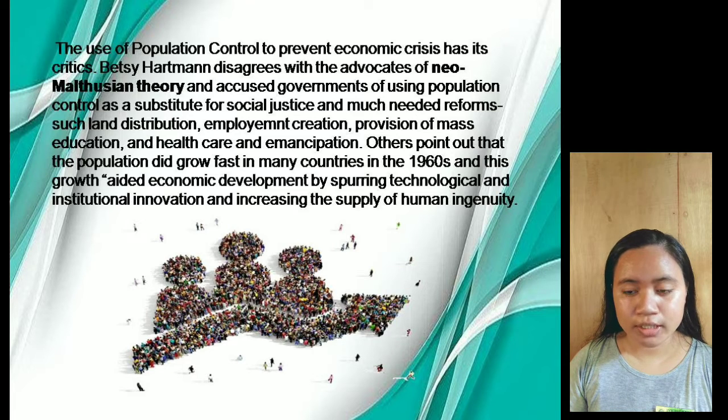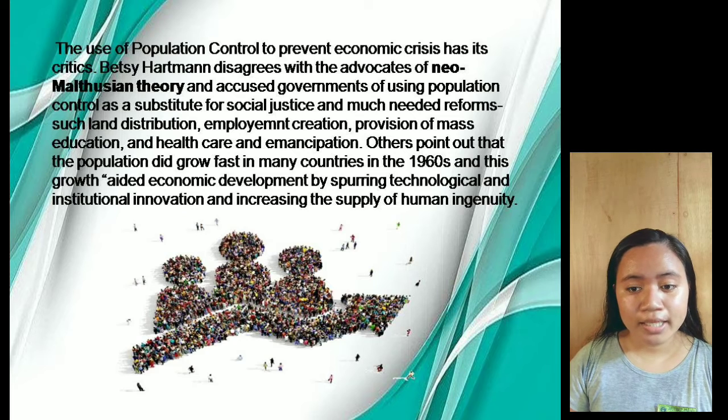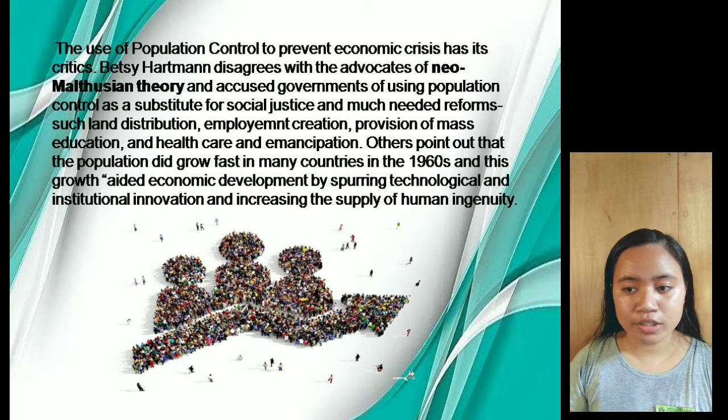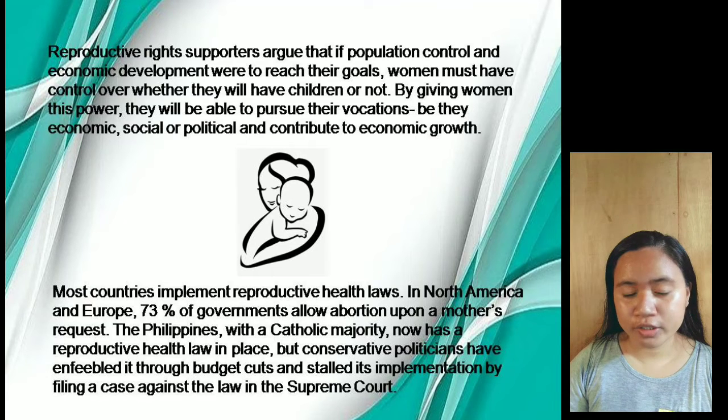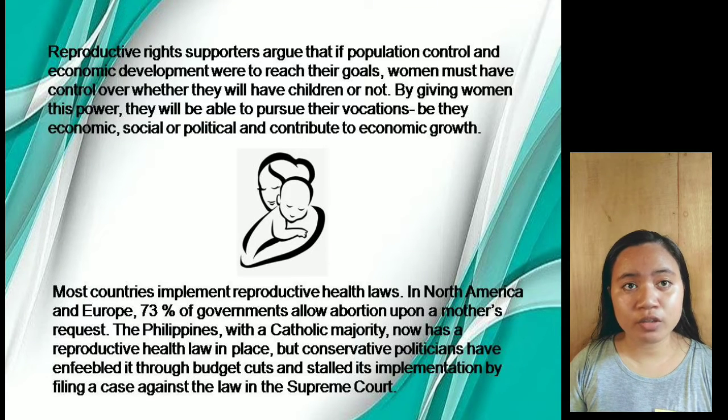Others point out that the population did grow fast in many countries in the 1960s, and this growth aided economic developments by spurring technological and institutional innovation and increasing the supply of human ingenuity. So, reproductive rights supporters argue that if population control and economic development were to reach their goals, women must have control over whether they will have children or not.